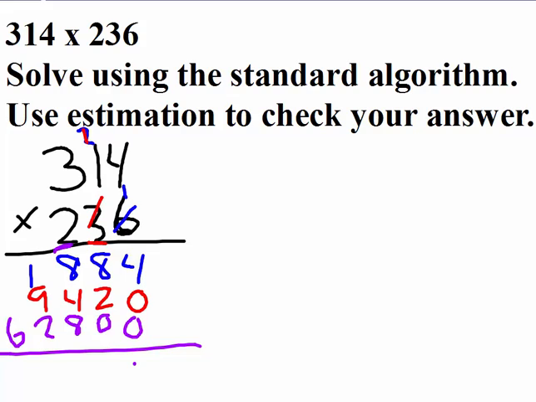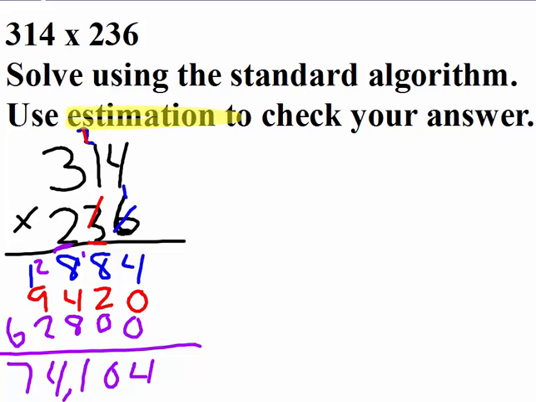And now I add them up. I get 4, 0, carry the 1. 9 plus 4 is 13. 13 plus 8 is 21. Carry the 1, or carry the 2. 2 plus 1 is 3. 3 plus 9 is 12. 12 plus 2 is 14. So my answer is 74,104. So let's check. It says use estimation.